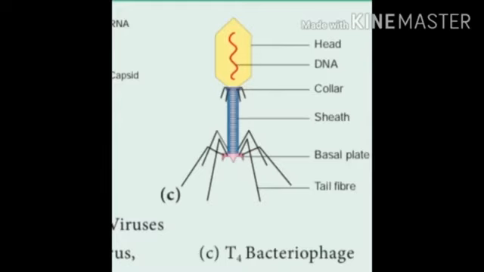The hook is like a hook to catch hold of the bacteria. And on the basal plate you can find many needle-like structure which we call as the tail fiber. They go and stand pricking like a needle. So this is the structure of T4 bacteriophage.